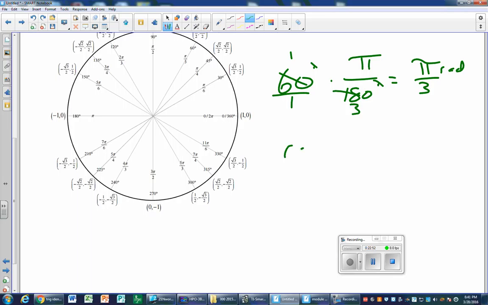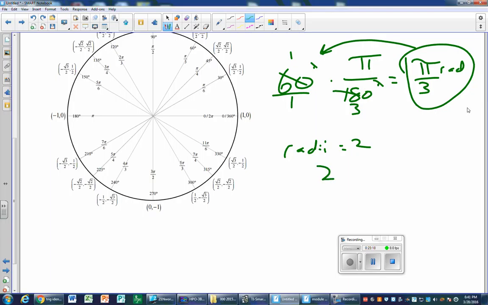Now, if the radius, or radii, is 2 inches or 2 feet, I think this specifically says 2. Okay, so let's just say it's 2 astronomical units. So if the radii is 2, then all we have to do is multiply it by the angle measure in radians. So it's 2 pi over 3. And that's how long the arc length is.